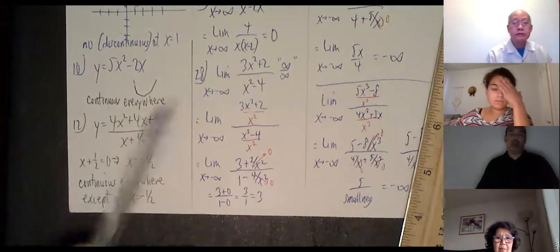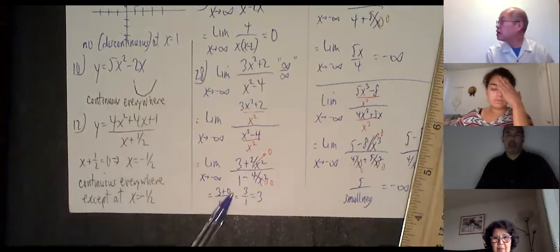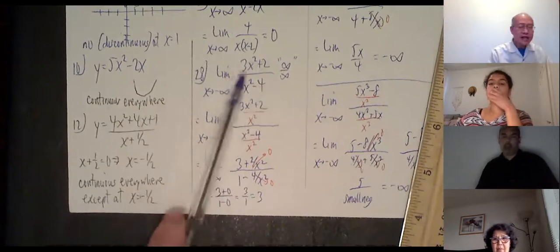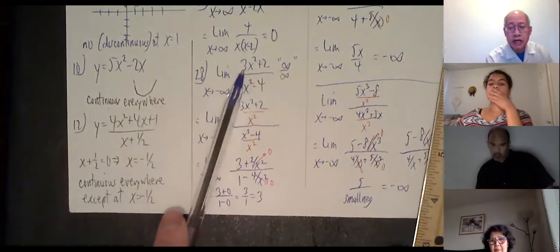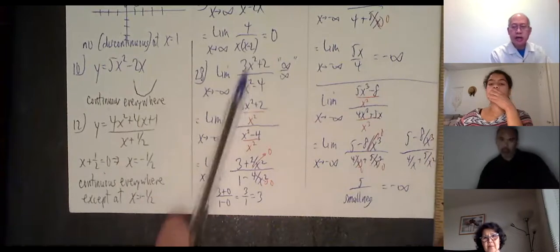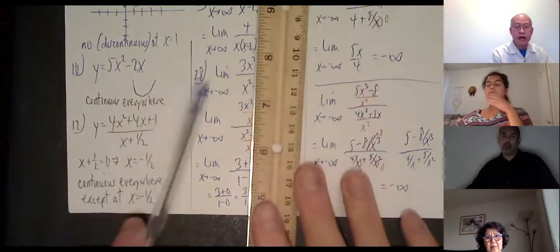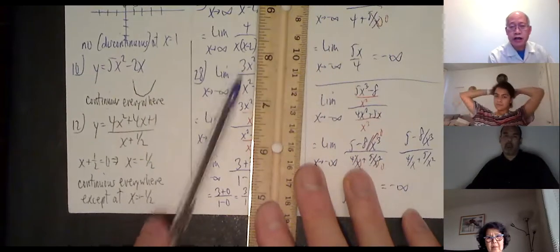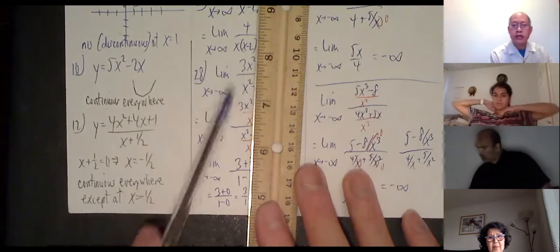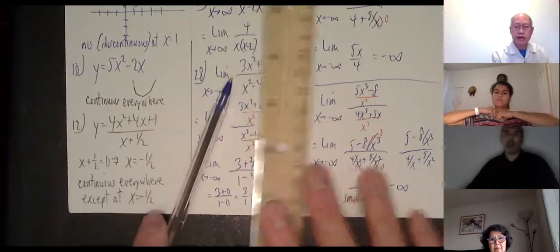We're done with the problem, but I'll dig a little bit deeper. The idea is that when x is really big, either positive or negative, it's almost like you can ignore the 2 and the negative 4. It's as if to say, just forget about it, and just look at 3x squared over x squared. What's 3x squared over x squared? It's 3.